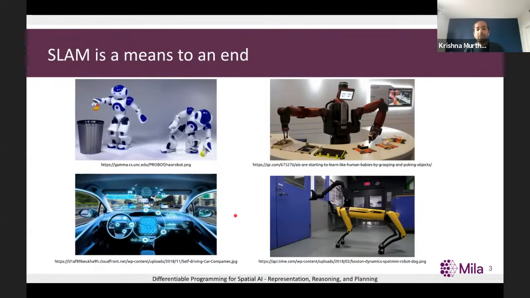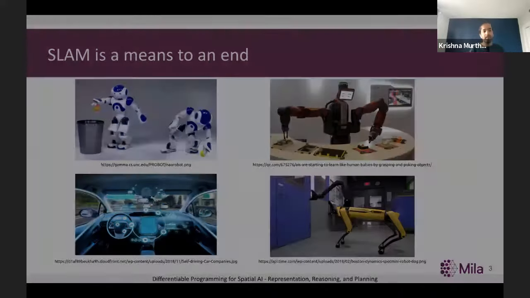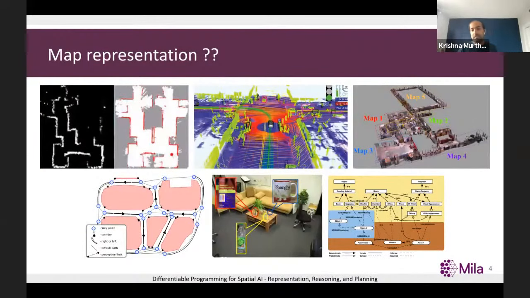But over the years, we've come to notice that if you have an explicit map, it makes reasoning much easier. You can plan over the map and then do control and so on. But the important thing to realize is SLAM is always a means to an end. The goal of SLAM is to provide you with a good representation of the environment, and everything that comes after operates on the representation to solve a task of interest.